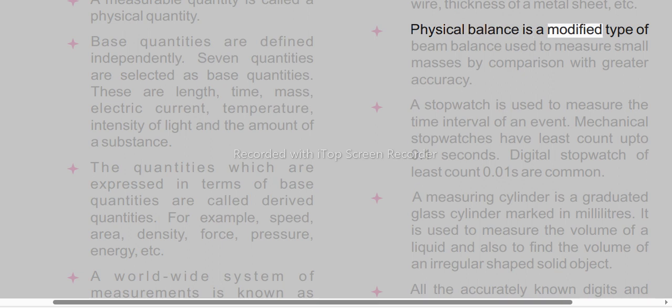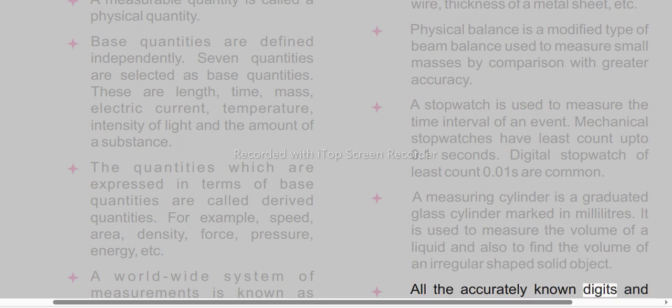Physical balance is a modified type of beam balance used to measure small masses by comparison with greater accuracy. A stopwatch is used to measure the time interval of an event. Mechanical stopwatches have least count up to 0.1 seconds. Digital stopwatch of least count 0.01 s are common. A measuring cylinder is a graduated glass cylinder marked in milliliters. It is used to measure the volume of a liquid and also to find the volume of an irregular-shaped solid object.